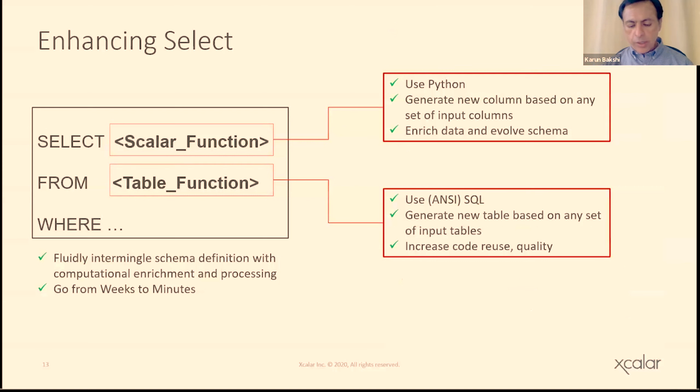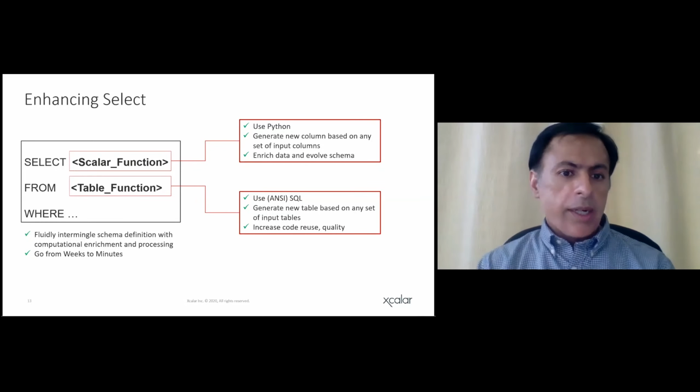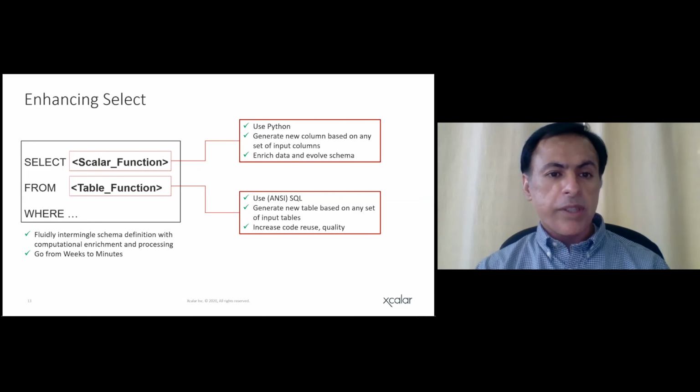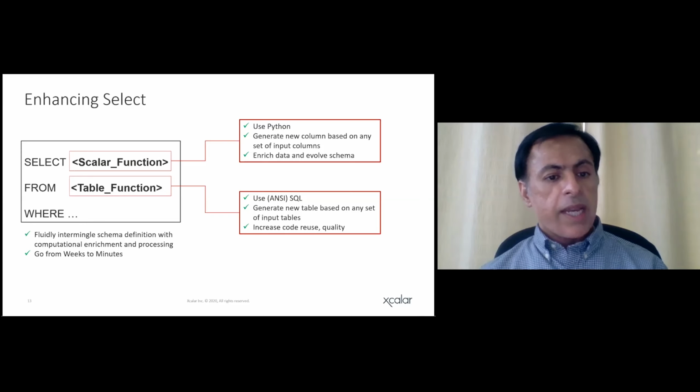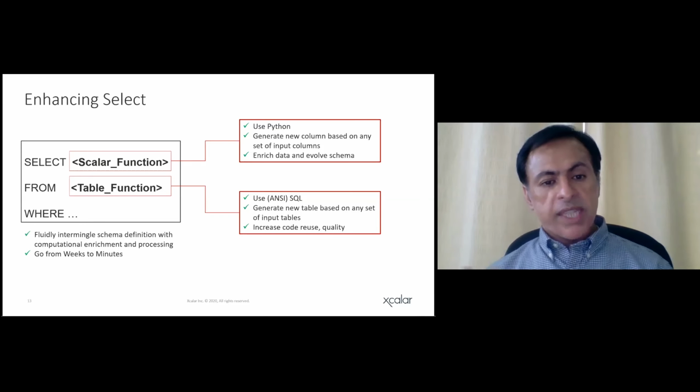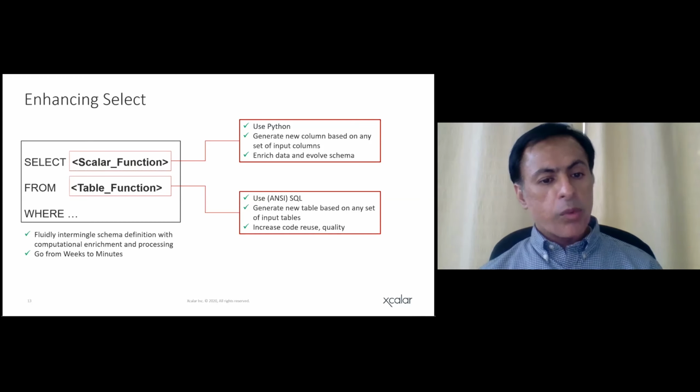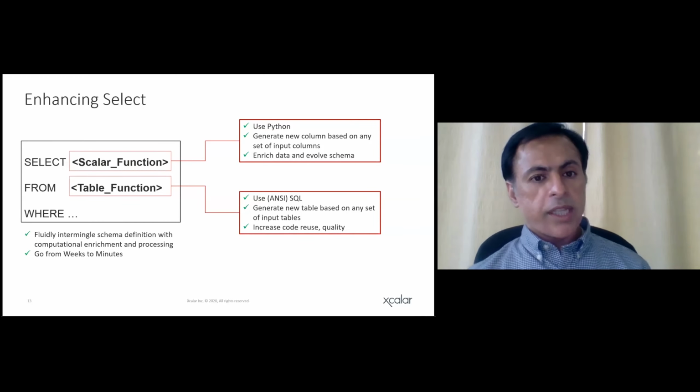As you just saw, you can use the humble select statement to build a data mart from scratch with raw data and end up with something that you can access from Tableau. But wait, there's more. You can actually enhance that simple select statement with scalar functions and table functions. Most of you are probably familiar with these functions. Essentially, they allow you to build very sophisticated data transformation pipelines, very complex data marts and data warehouses, and fluidly intermingle both the schema definition of the final data warehouse along with the computational enrichment and processing that you would do.